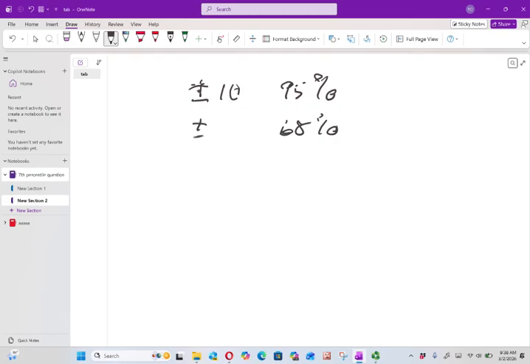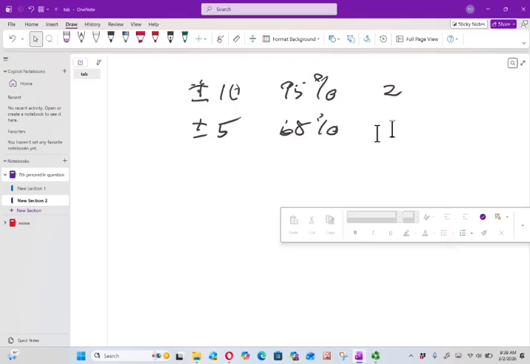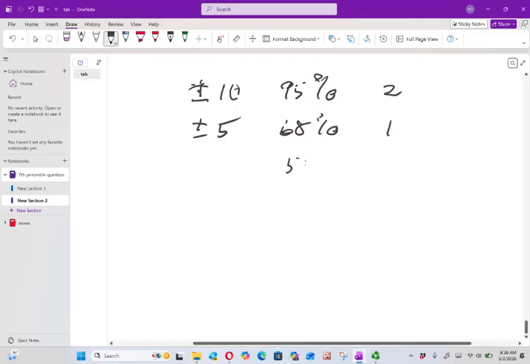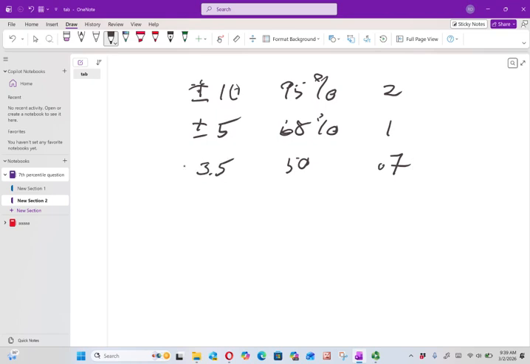5. This is a multiplier of 2. This is a multiplier of 1. A 50% bet is a multiplier of 0.7. What is the 50% bet? 0.7 times 5. This is a 3.5% bet, plus and minus. So those are the important things.